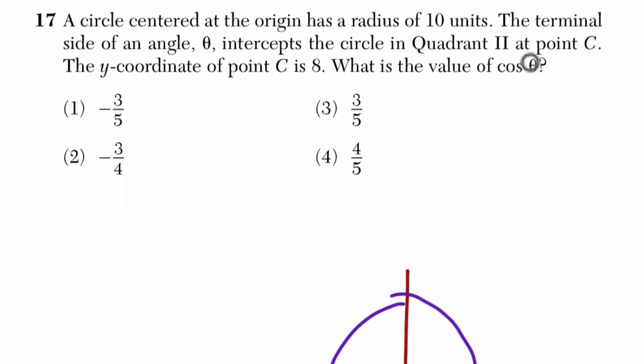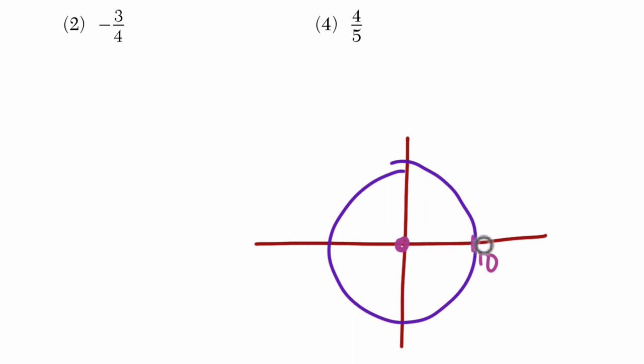All right. The terminal side of an angle theta intercepts the circle in quadrant 2 at point C. That just means that there's some angle that starts at the x-axis. We don't usually draw that. It's just redundant. We assume it's there. And the ending side, the terminal side of the angle, is in the second quadrant. So it's going to hit the circle somewhere over here. And they call that point C.